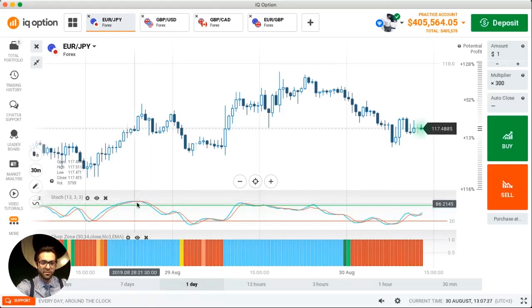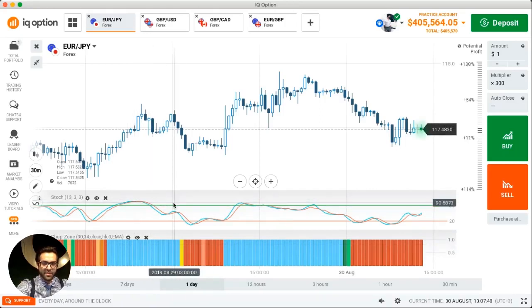When it's up here, you keep your eyes on the platform and you're ready. Crossover, you get out, right? Quite simple. Light blue, we buy. We wait for it to go above the overbought. Does a crossover, we get out, right? Let's look at the opposite one.